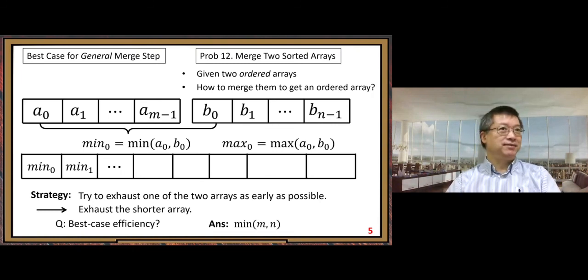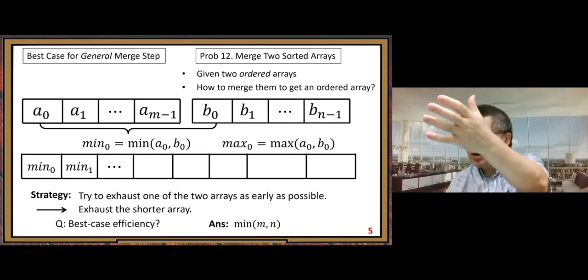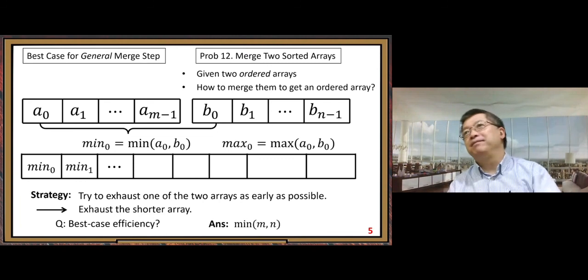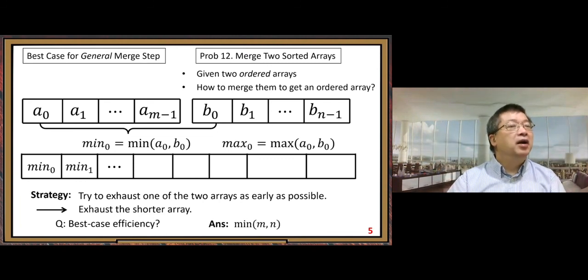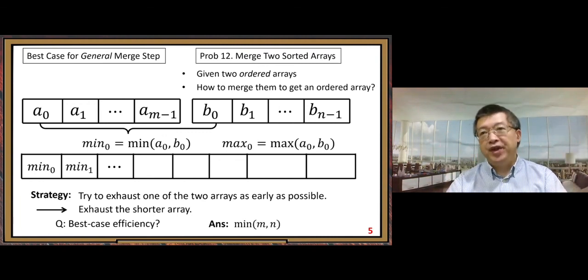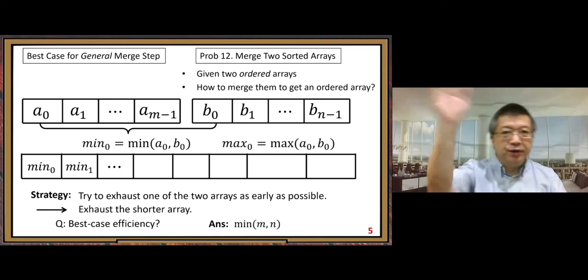Best case. Okay? So the worst case, m plus n minus 1. The best case, the minimum of m and n. Now, remember these two numbers, because later I will give you some interesting questions based on these two formulas. All right, so we finish part F.2.